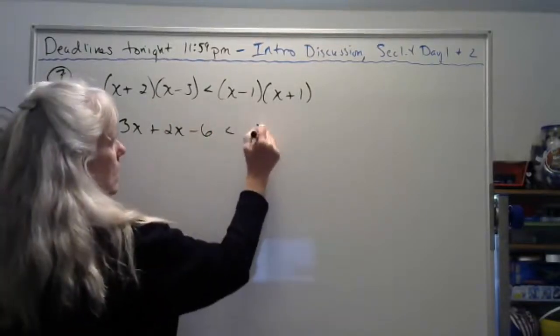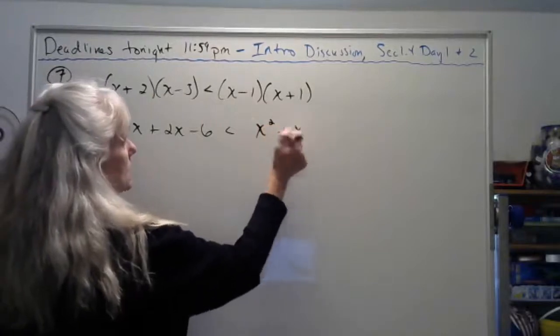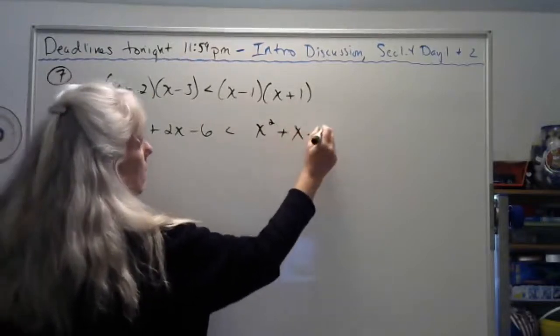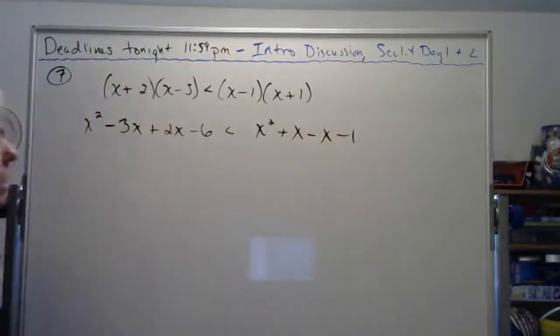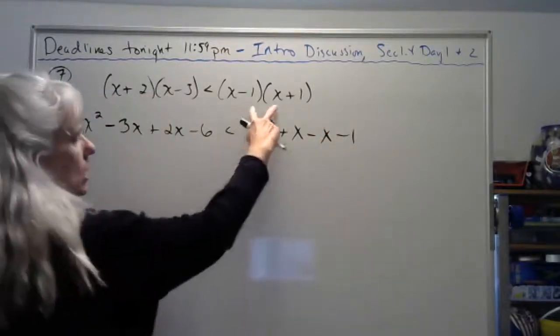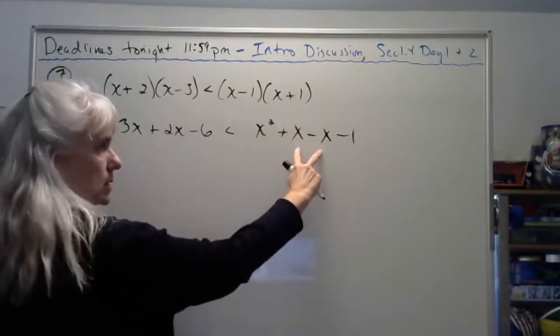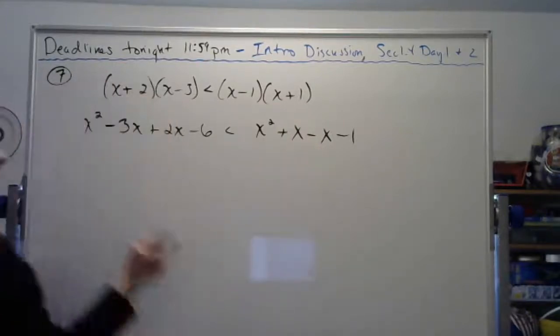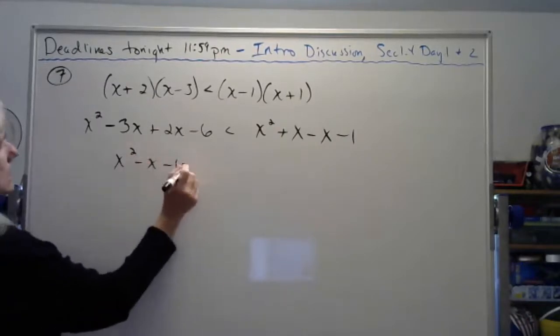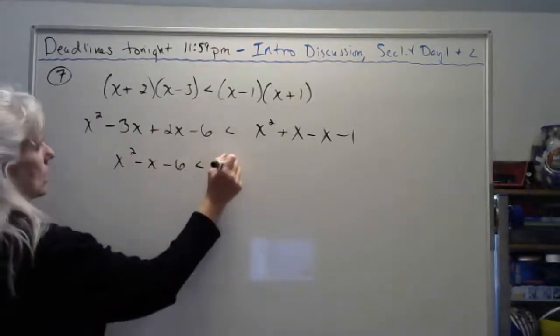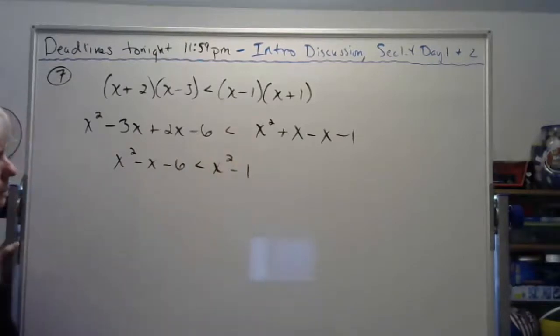On this side, we'll get an x squared. We'll get a positive x from the outside foiling, minus x from the inside foiling, and a minus 1 on the last term. You'll notice that these are called the difference of squares, where we know that the 2 x's in the middle will cancel out. So we'll collect like terms in the next step. So that's x squared minus x minus 6 is less than x squared minus 1.